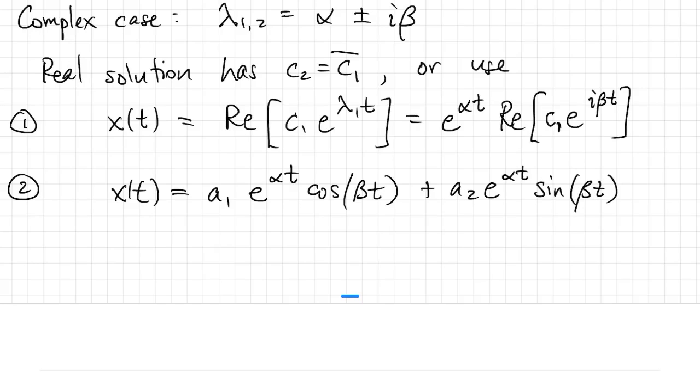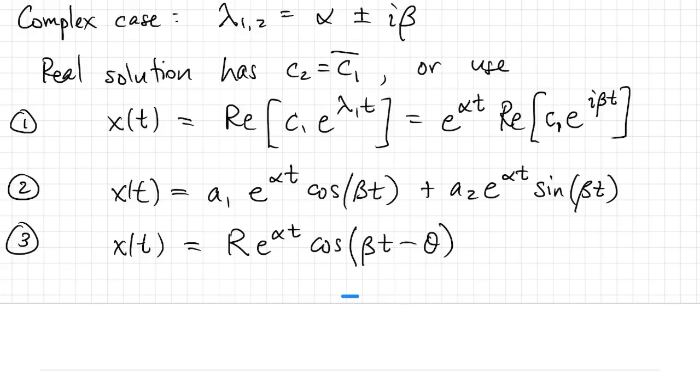We've seen these two things before. There is a third way that's very convenient sometimes, and that's to write a single cosine with a phase shift and then an amplitude out in front. We call this phase amplitude form. All three of these methods are equivalent. All three of them have two arbitrary real constants to be determined.